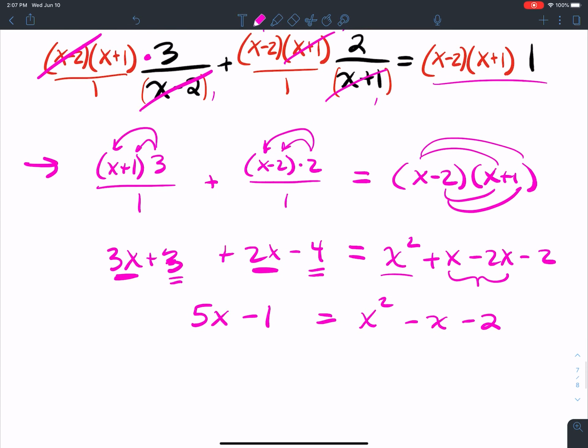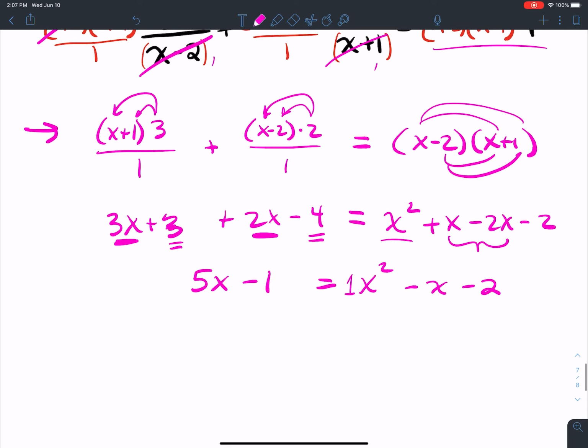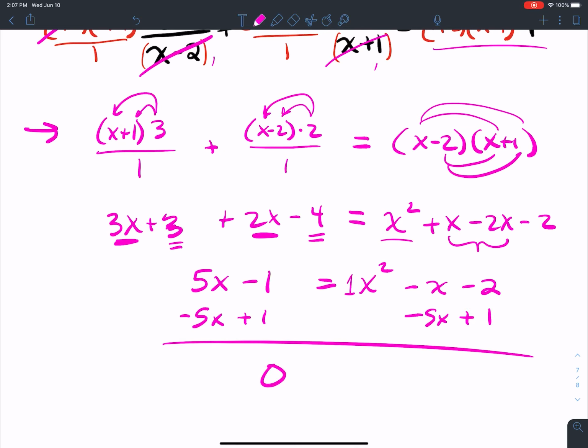Now to solve a quadratic, I need to set it equal to 0 and have a greater than 0. Now a is already greater than 0, so I need to move this over here in order to have it equal to 0. So I have x squared minus 6x minus 1.